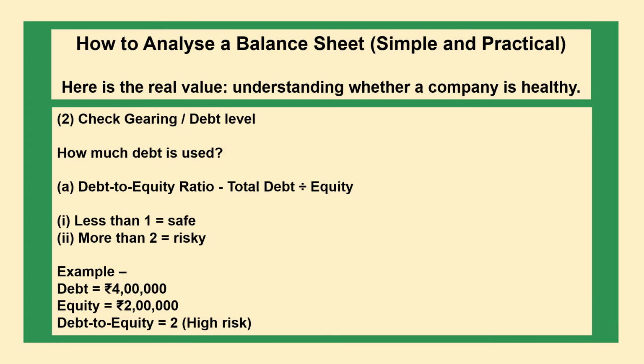Number two, check gearing or debt level. How much debt is used? Debt to equity ratio is equal to total debt divided by equity. If it is less than 1, then safe. If it is more than 2, then risky. Example, debt is rupees 4 lakh, equity is rupees 2 lakh. So debt to equity is 2, then it is high risk.